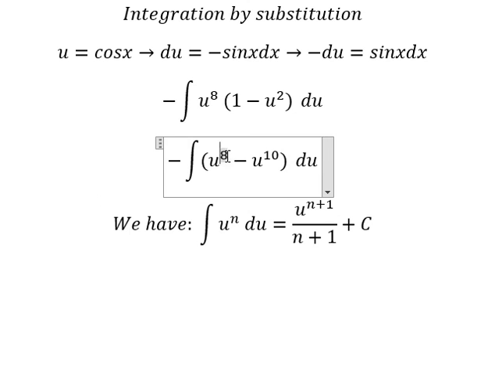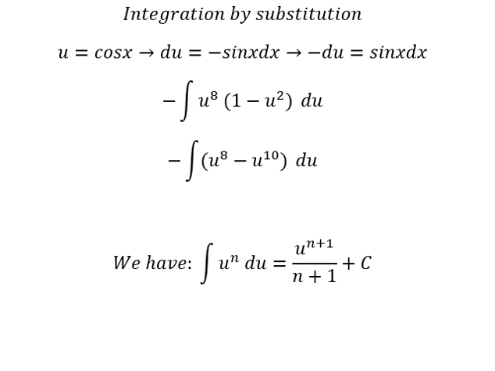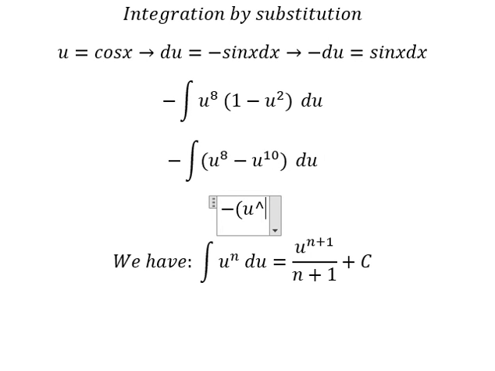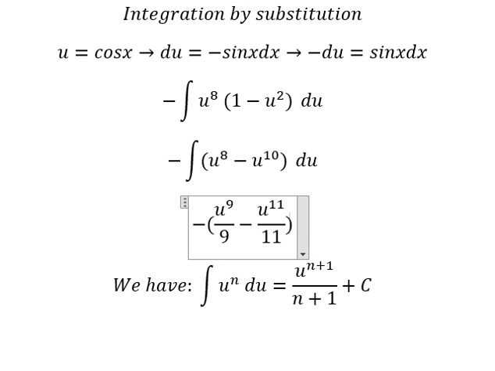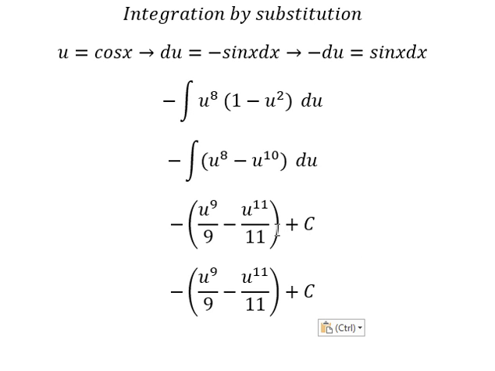So I will put number 8 go in here. So 8 plus 1 we have number 9. So similar for number 10. So I will put cosine x go in here.